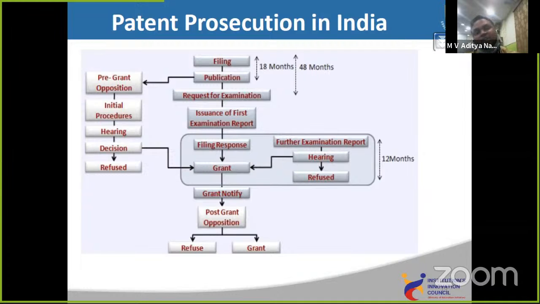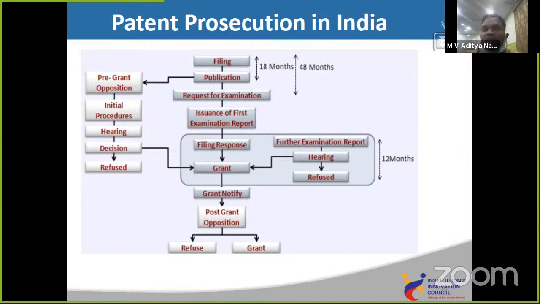If the controller is not satisfied with the information provided, then he'll ask you to come for a hearing. And if the controller is satisfied with the information provided, then he will give you a patent grant. The patent grant will be notified in the Gazette, and the certificate will be available to you in digital format.